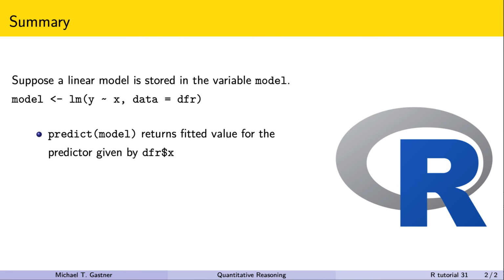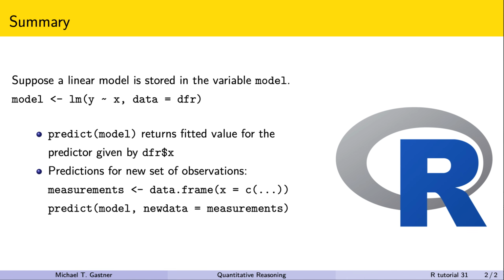In summary, we use the predict function to obtain predictions on the basis of a linear model. The first argument of predict is a concrete linear model, usually calculated with lm before we run predict. If the linear model is the only argument passed to predict, R returns the fitted values for the observations that we passed as arguments to lm. If we want to get predictions for a new set of observations, we must create a data frame in which R can find the predictor variable as a column name. Then we pass this data frame as a second argument called new data to the predict function.